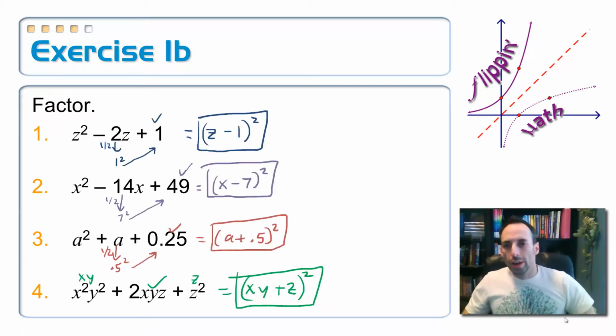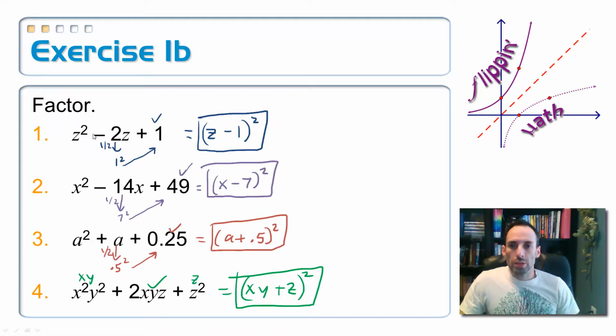Alright, so here are our answers. The first one, I was able to take the shortcut. You take half of the 2, you get 1, you square the 1, it's the last term, it matches up, so it factors as z minus 1 quantity squared, minus because the middle term is minus. Okay, I could also take that same shortcut on number 2, take half of the 14, I get 7, 7 squared is 49, so it works out. And this one turns out to be x minus 7 quantity squared.